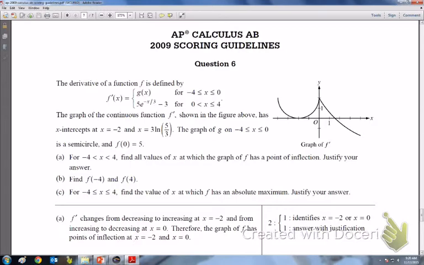So here's the answer. -2 and 0 because it changes concavity from decreasing to increasing and increasing to decreasing.